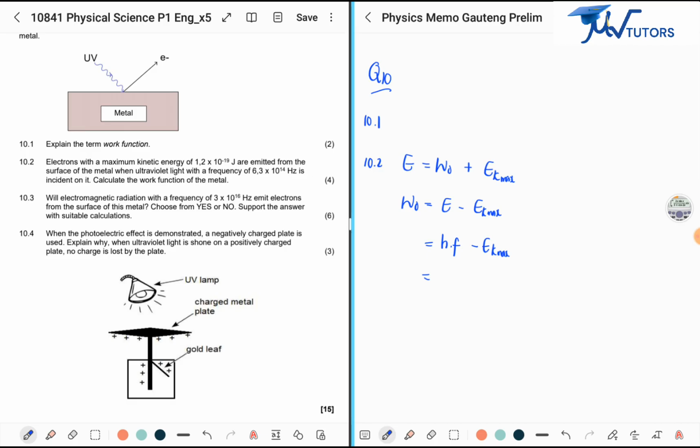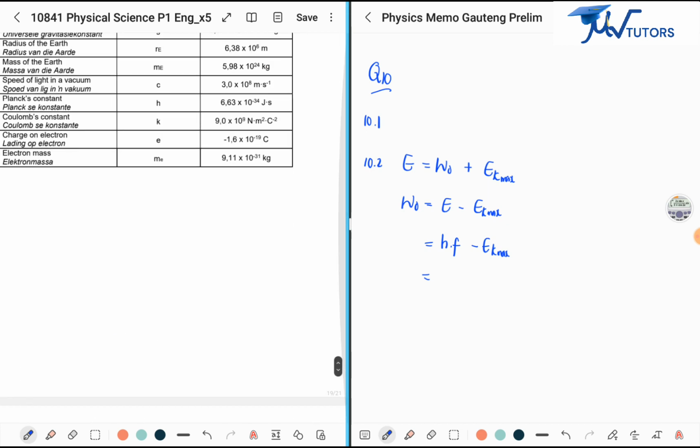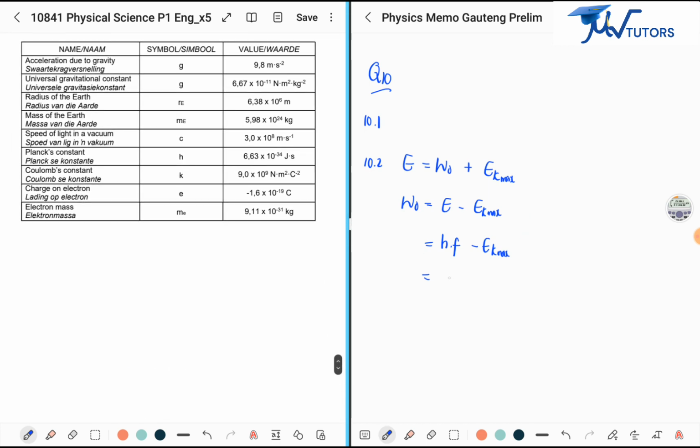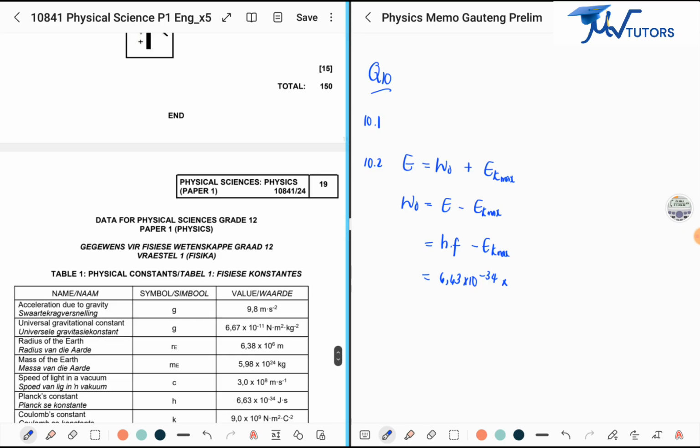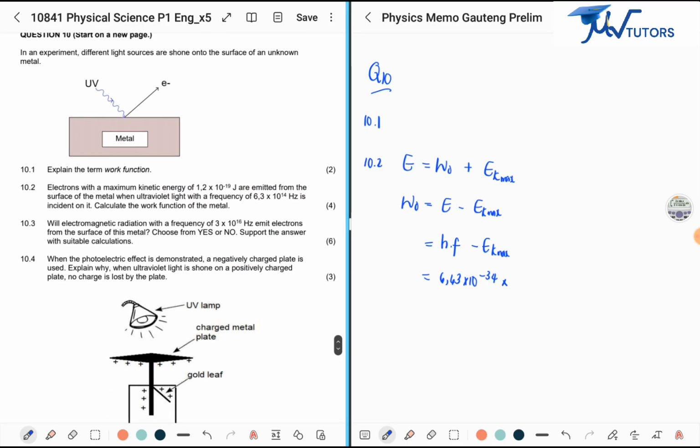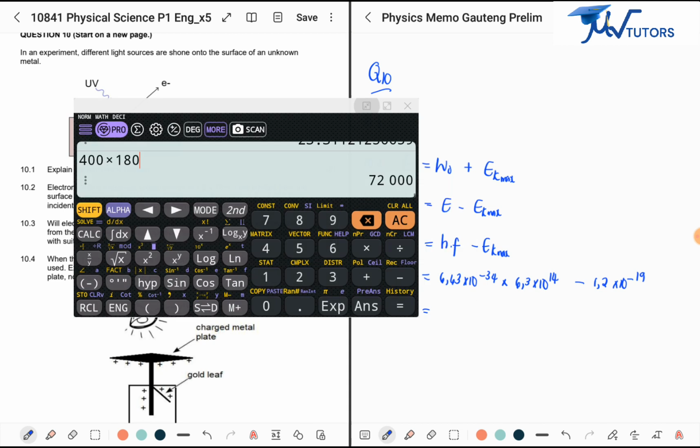They also gave us the frequency, and we have Planck's constant here, which is 6,63 times 10 to the negative 34. The frequency that we have over there is 6,3 times 10 to the 14, minus the maximum kinetic energy, which is 1,2 times 10 to the negative 19. So let's just work that out, and we're going to get the minimum energy that we need.